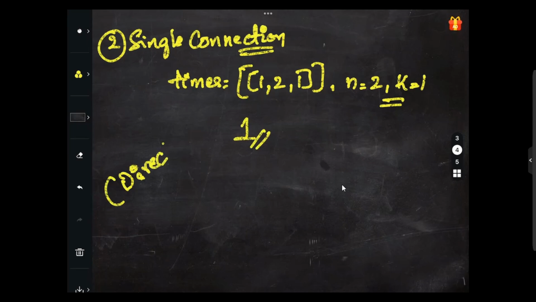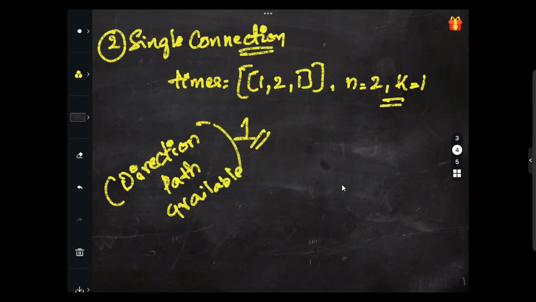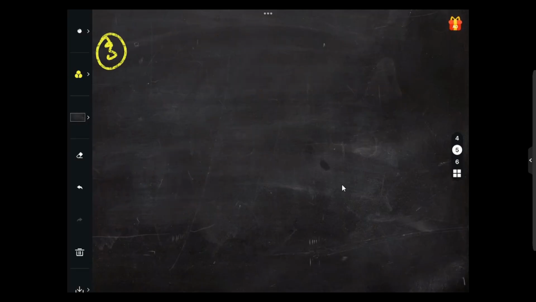Again, I am telling you, you can check in the same way that I had shown for example 1. You can visualize it or try it out by drawing the graph. Here the direct path is available, so the output will be 1 in this case. So let's move on with the final, or the third, edge case here.